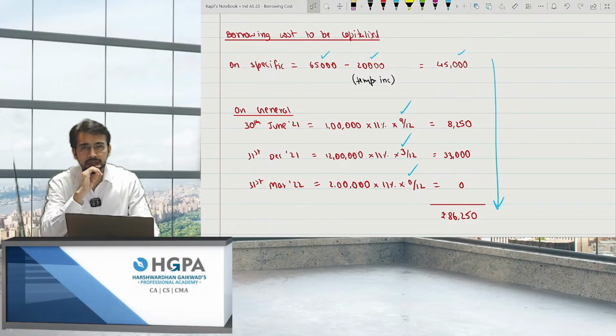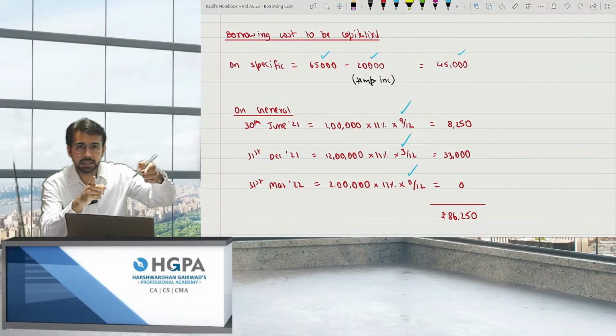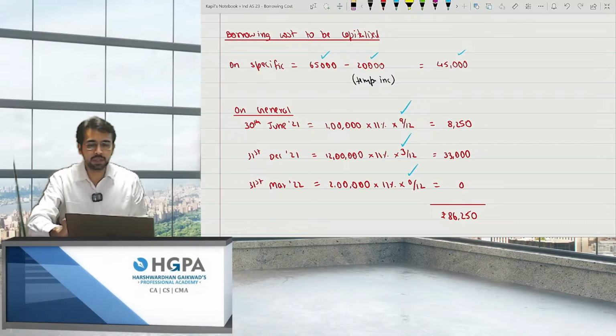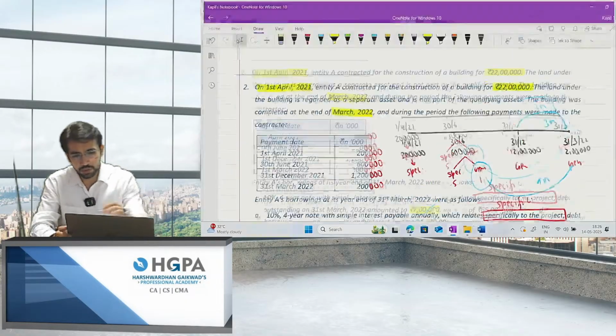I hope the point is clear now, because you have to be very careful with specific and general. Specific, start to end completely. General, from the date you have spent till it is completed. So these are the 2 points which you need to be very careful of. Okay. Moving to the third question.